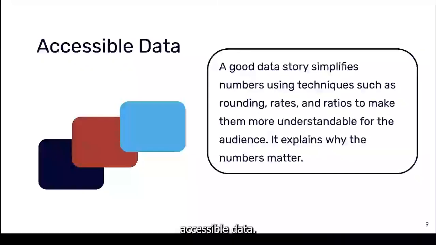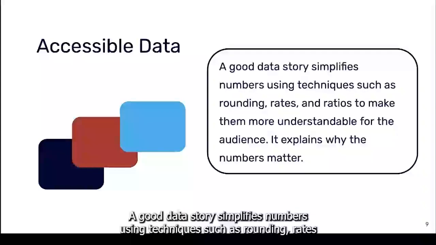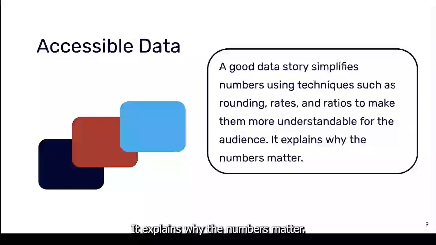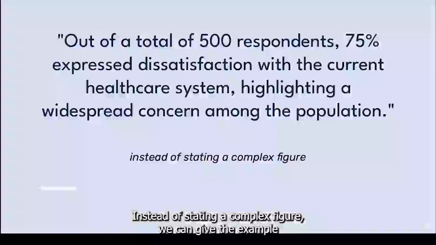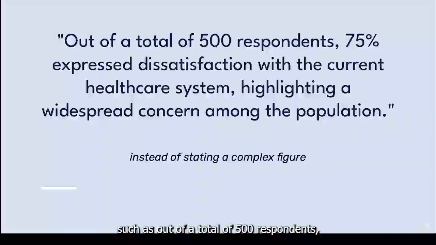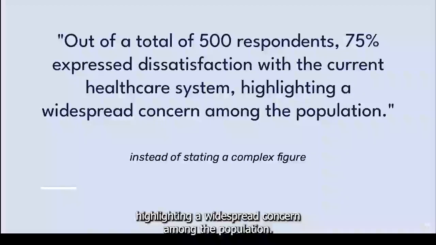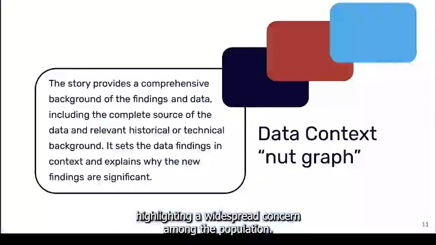Accessible data. A good data story simplifies numbers using techniques such as rounding, rates, and ratios to make them more understandable for the audience. It explains why the numbers matter. Instead of stating a complex figure, we can give the example such as, out of a total of 500 respondents, 75% expressed dissatisfaction with the current healthcare system, highlighting a widespread concern among the population.